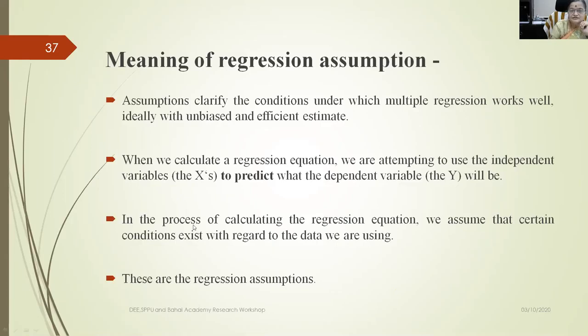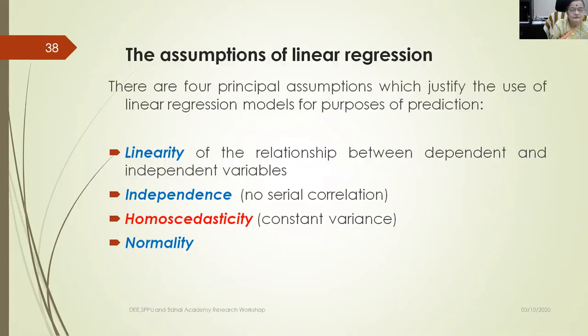In the process of calculating the regression equation, we assume that certain conditions exist with regard to the data. Of course, we have to quote always the research conditions which we have already declared in the delimitations of research. Before going to regression analysis, or proposing regression equations, we should check our data for these 4 assumptions of linear regression. The assumptions are linearity of relationship between dependent and independent variable, independence, that is no serial correlation, homoscedasticity, that is constant variance as we have already studied, and normality of data.